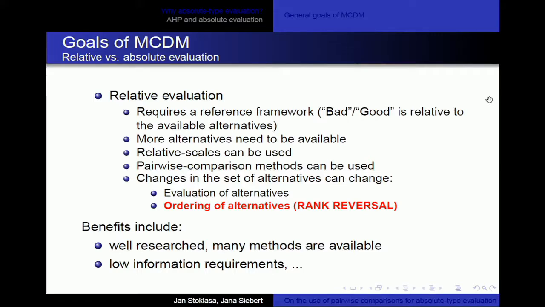There are also some benefits of these methods. Almost all researchers focus on relative type methods. There are plenty of them, many results concerning these methods, and many successful practical applications. So there is a huge body of research to build on. And since we do not need absolute type scales, it is easy to use those methods.